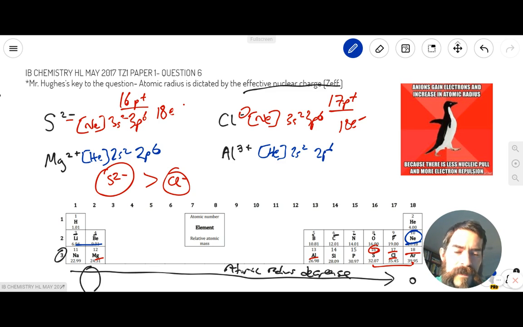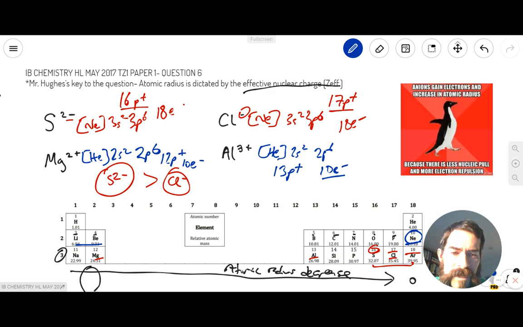So similar to the other comparison, in this case, the two cations have the exact same electron configuration, but again, it comes down to the atomic number. So aluminium has an atomic number of 13, so 13 protons trying to hold on to 10 electrons, versus in magnesium, we have an atomic number of 12, so 12 protons trying to hold on to 10 electrons.